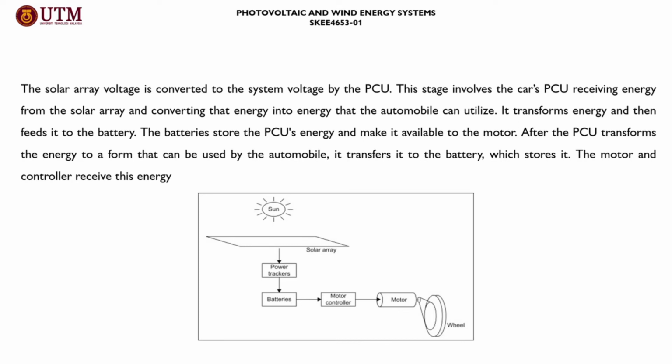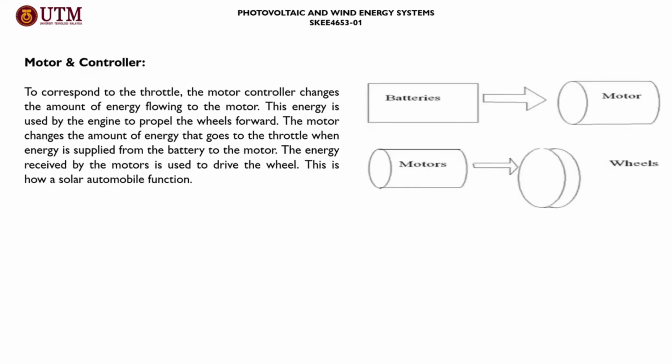The motor and the controller receive the energy. Lastly, the motor and controller correspond to the throttle. The motor control changes the amount of energy flowing to the motor. The energy is used by the engine to propel the wheels forward. The motor changes the amount of energy that goes to the throttle when energy is supplied from the battery to the motor. The energy received by the motor is used to drive the wheels. This is how the solar automobile functions.